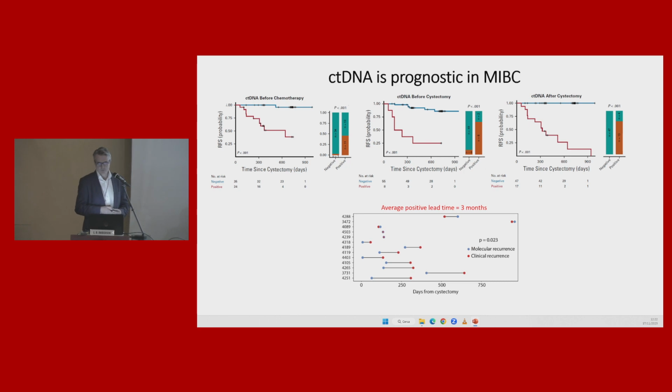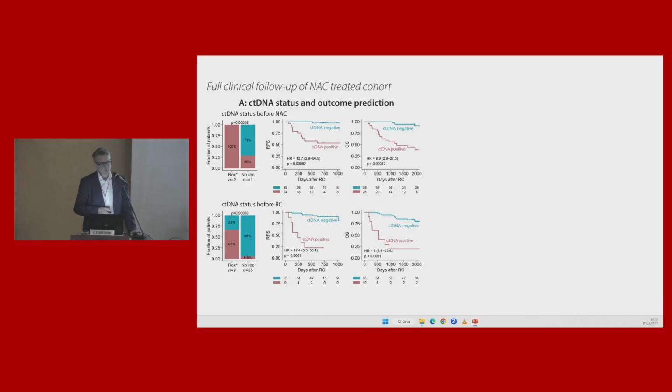We see that circulating tumor DNA in this study has a lead time of around 3 months over CT scans, again opening a window to earlier treatment of the patients. We have now been performing a follow-up study in this cohort, where we have a full clinical follow-up on the entire cohort. And again, when we do this, we can see that with long-time follow-up of the patients, before neoadjuvant chemotherapy, the circulating tumor DNA status is highly prognostic, also before radical cystectomy.